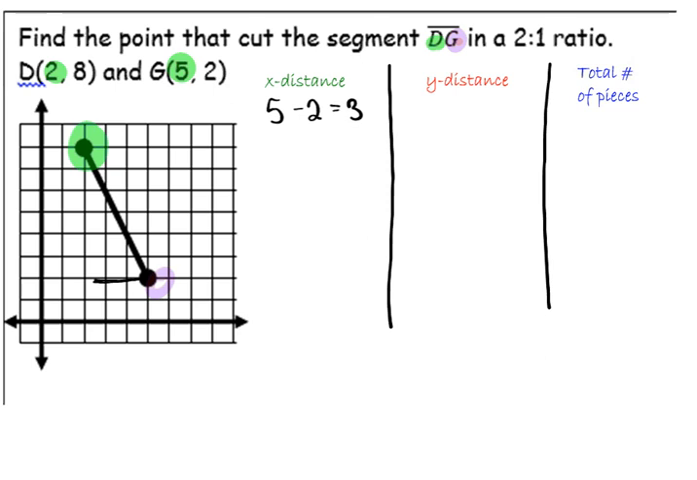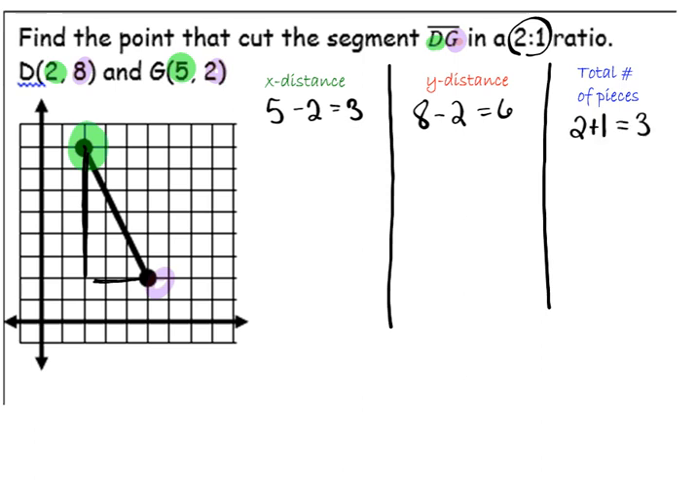Now, we also want to know the y distance. The y distance means I'm going to take these two numbers, and I'm not going to worry about their order because it really doesn't matter when I'm talking distance in this particular case. That gives me 6 units, and that's how far it is to go up and down. Now, the total number of pieces. Remember, the total number of pieces is found by adding the two parts of my ratio. So that is 2 plus 1, which is 3.